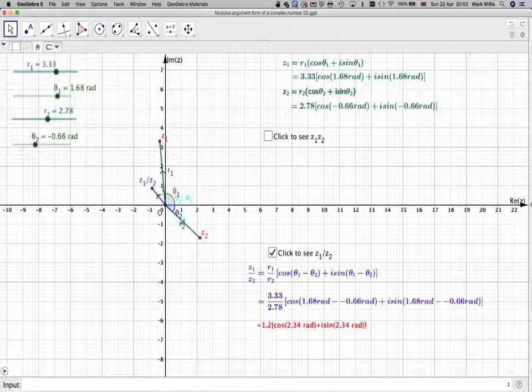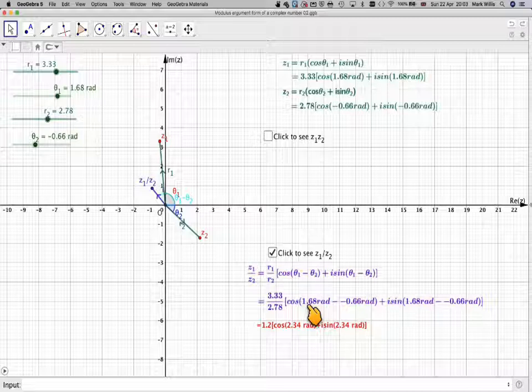And then here we do the division. So we're doing Z1 divided by Z2. The R1 divided by R2 will be 3.33 divided by 2.78, which is what they are up here. That's going to give you 1.2. Some of these things might be rounded off, so there might be a slight rounding error.